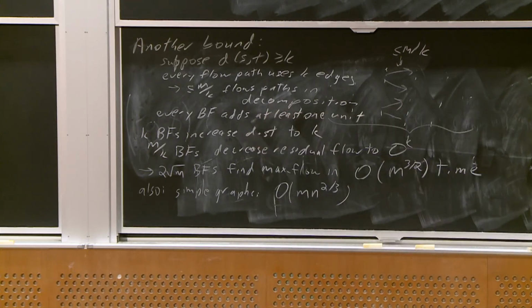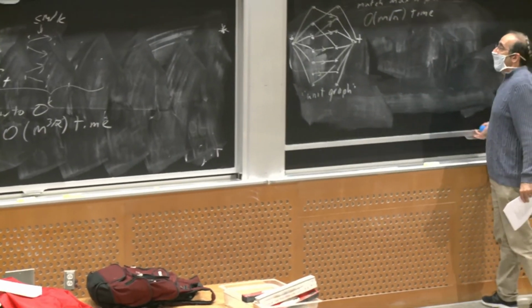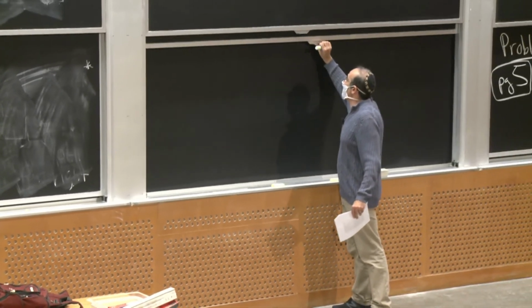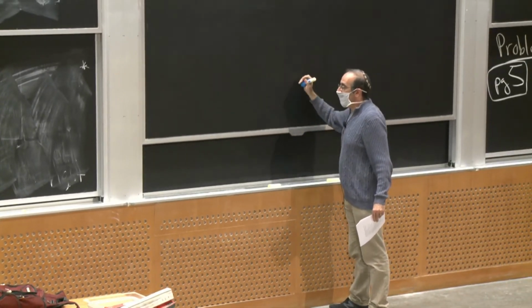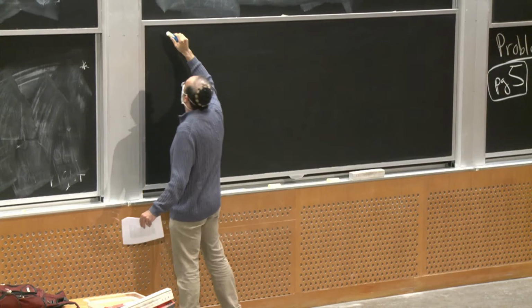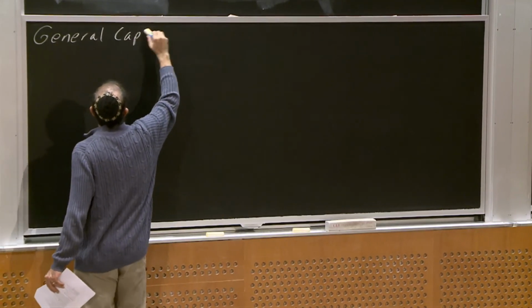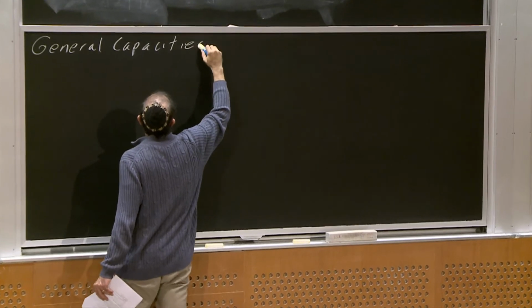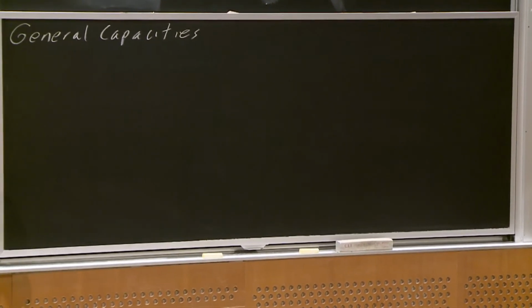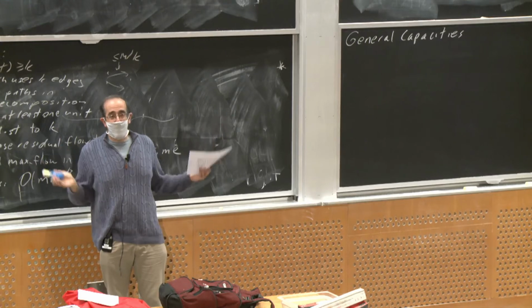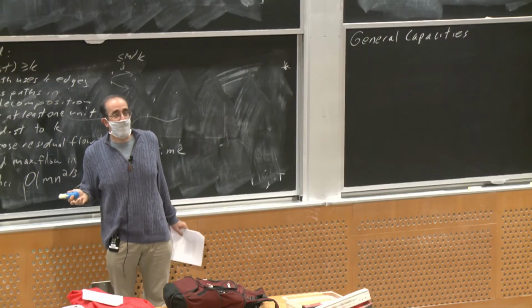Okay, so now we're done with the story of blocking flows for unit capacity graphs. Let's talk about general capacities. So if we have a solution for unit capacities and we've decided to tackle general capacities, what's the obvious turn-the-crank way to get a solution for general?